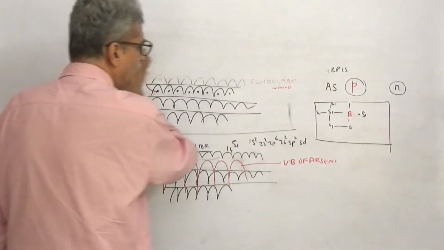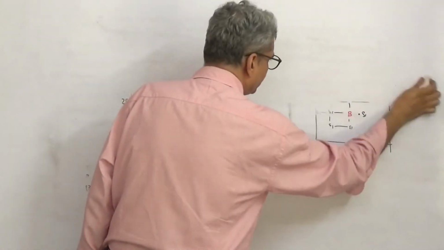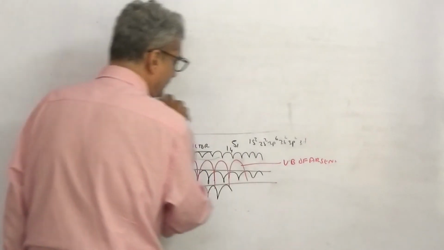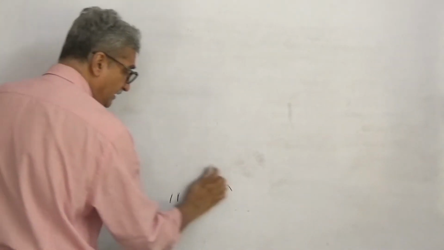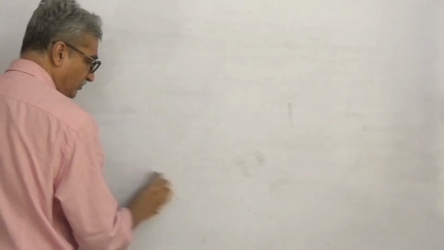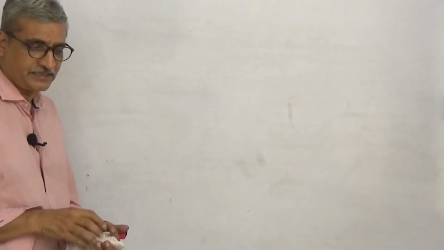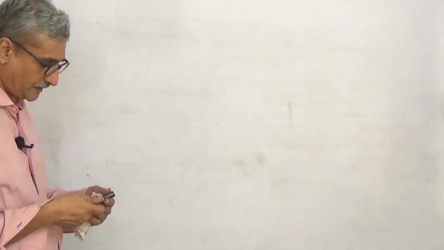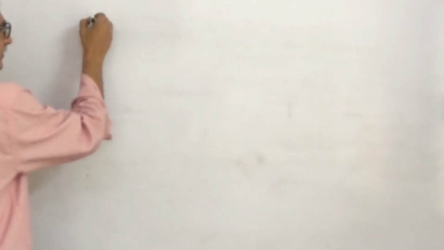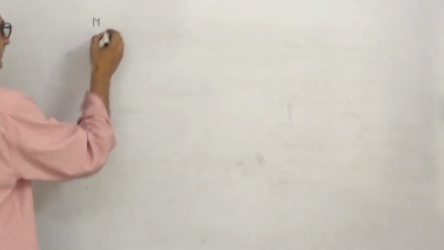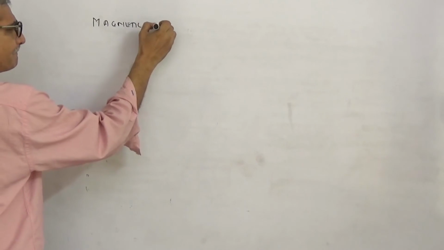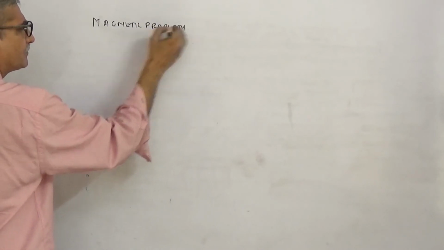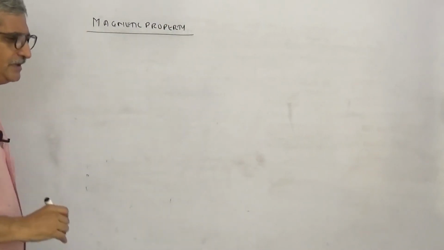Now we are coming to the magnetic property. Again, only short notes are asked. But in this there is also a diagram, so they will ask you which is ferromagnetic, ferrimagnetic, anti-ferromagnetic, and so on and so forth. So now we are coming to the magnetic property.